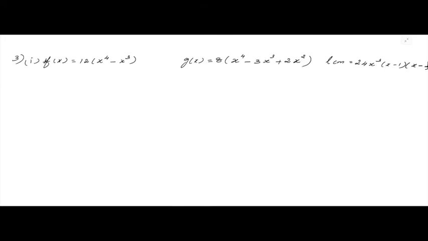Are you getting the same answer? Yes, right? We'll move to the next one. Here you are given two polynomials and you are asked to find GCD. LCM is also there. How will you write this f of x?